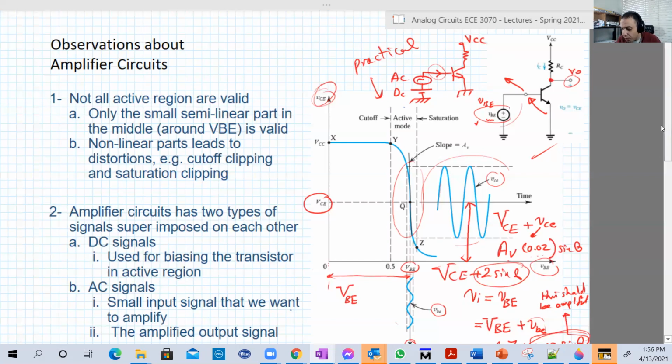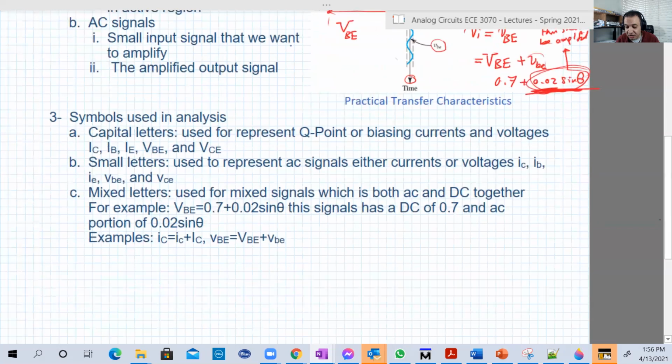Now, in the analysis, we need to give symbols. As I said, we have two types of signals: AC signals and DC signals, and they are mixed with each other. So we're going to do two analyses, a DC analysis separately and an AC analysis separately. Each one has its own purpose, but we must do both.